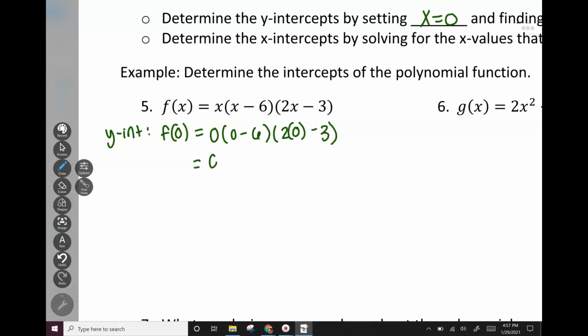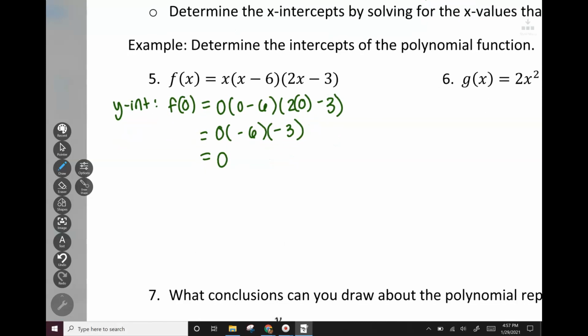Well, 0 times -6 times -3. 0 times anything is 0, so that one comes out to 0. So your y-intercept is the point (0, 0). Now let's talk about the x-intercepts.